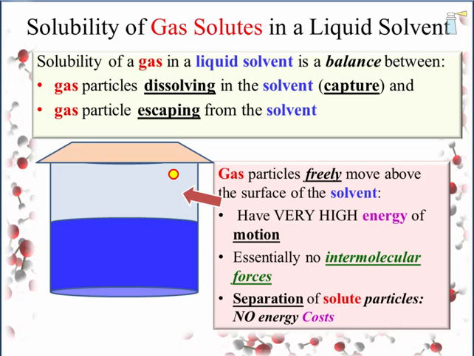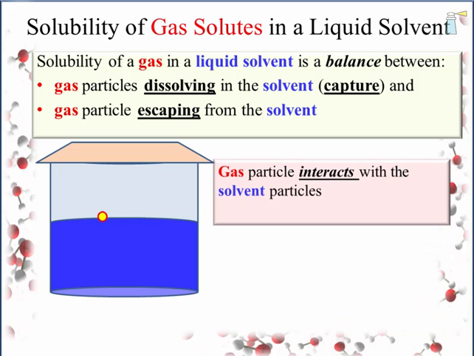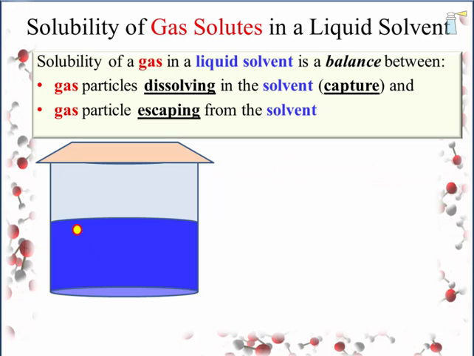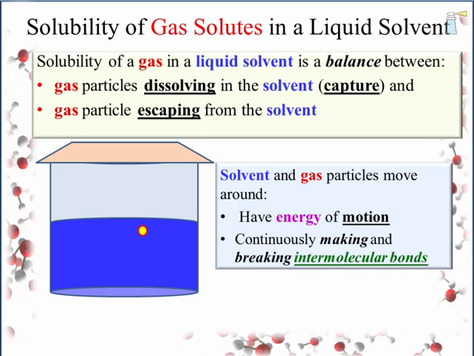Returning to the motion of our gas particle, at some point the gas particle will bang into the solvent. If it's going real fast, it'll probably bounce off. If it's one of the slower ones, it may actually interact with the solvent and dissolve into the solvent. The solvent has captured the gas particle. While in solution, the gas particle will move around like the solvent molecules do, because it has energy of motion, less than it did when it was free above the solution. It is continuously making and breaking intermolecular bonds with the solvent.